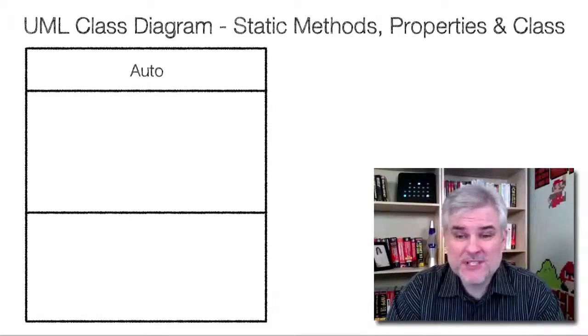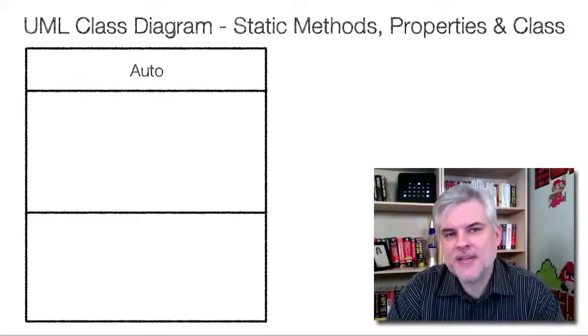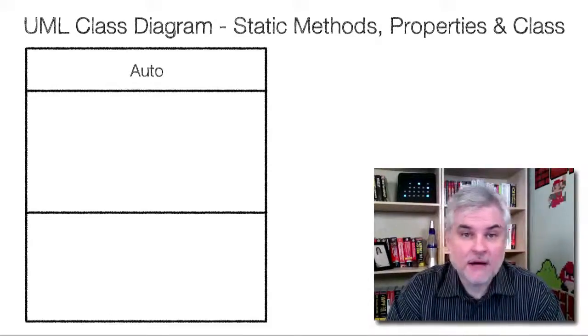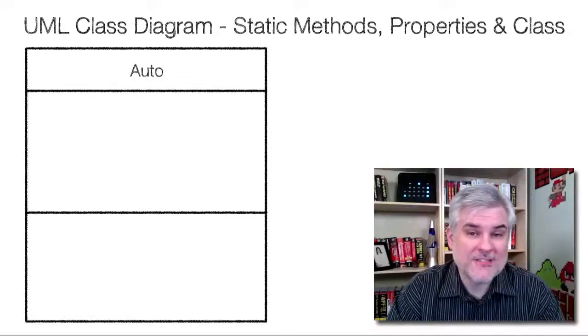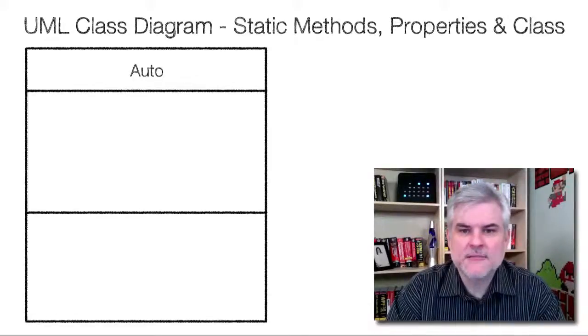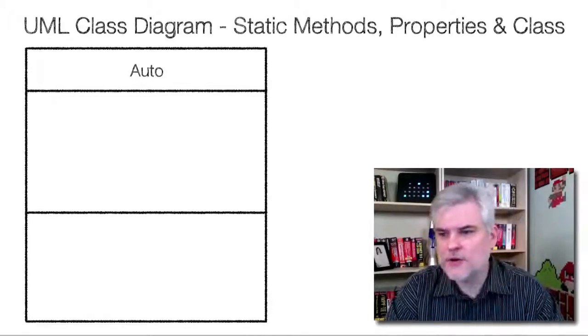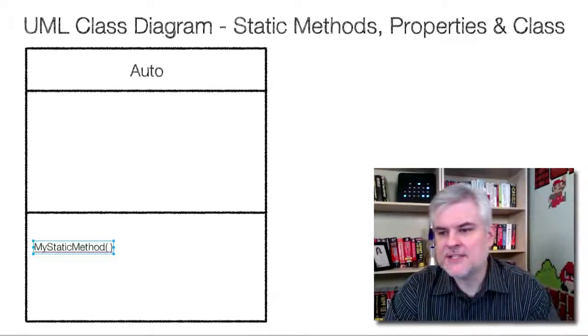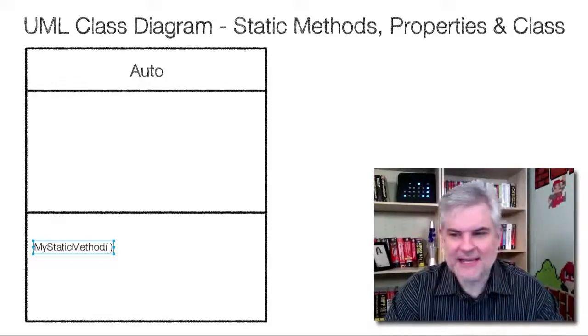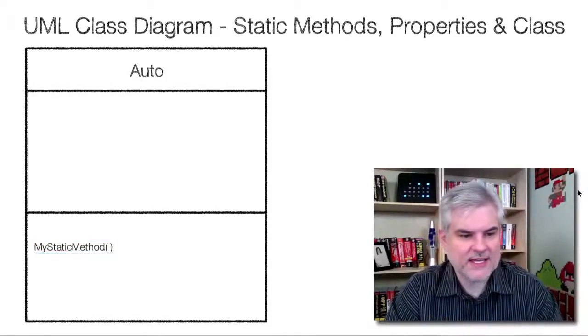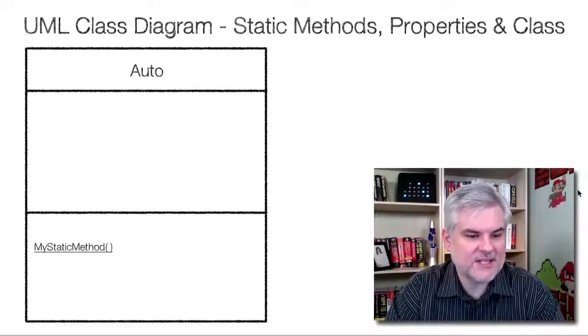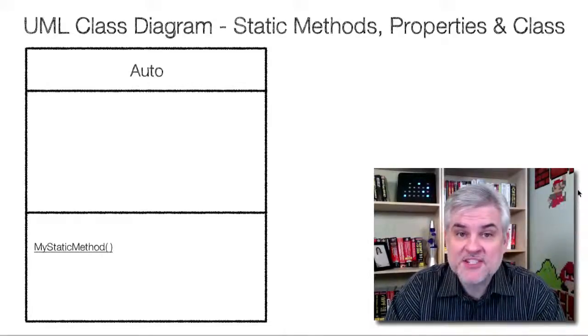Static methods and properties and even classes are defined exactly the same as their counterparts, the instance methods, properties, and classes. The only difference is you add an underline. So, for example, here is my static method. You can see that it looks just like anything else. It just has an underline underneath of it, meaning that it's a static method.